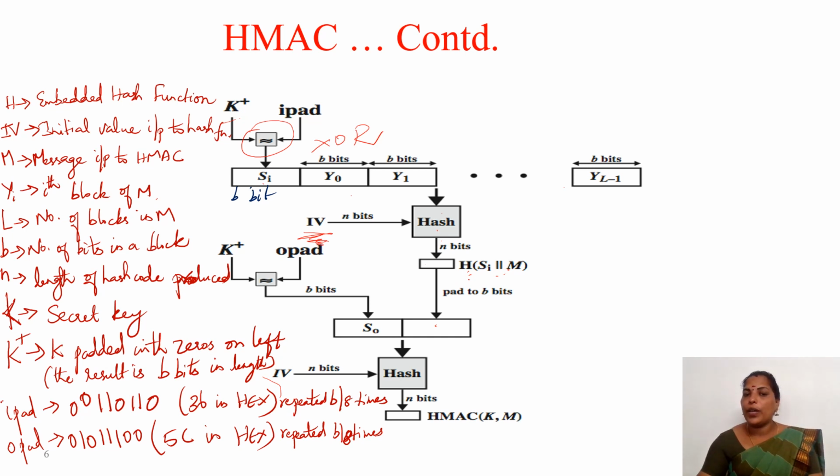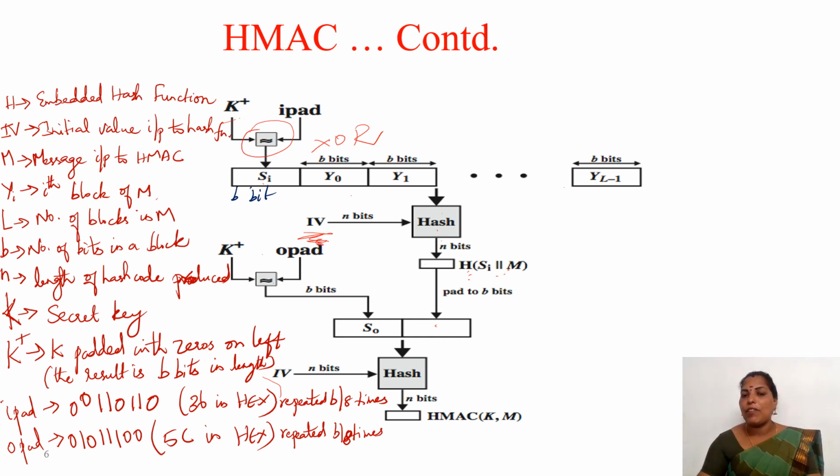Then again we are doing K plus XOR opad. Opad was 5C in hexadecimal. It is also repeated b by 8 times. So K plus XOR opad results in b bits, that is called S0. So this S0 is concatenated with H of Si concatenated with M, and this is applied to the hash function.